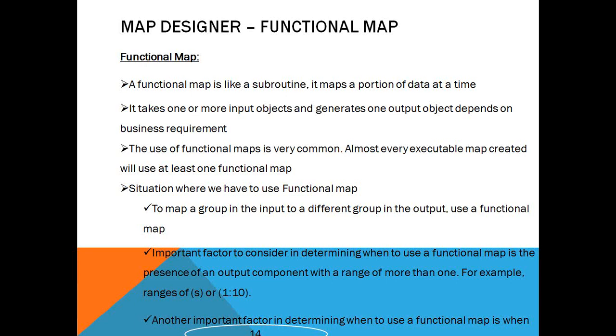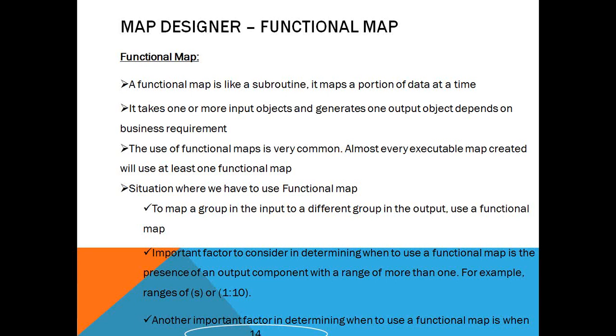We can pass n number of arguments, first argument, second argument, third argument. Using all the data inside, it will do the mapping for one output object. So we can pass n number of arguments for a functional map. The use of functional map is very common. Almost every executable map created will use at least one functional map. It's not that a map must always have one, but mostly whatever you develop will be having a functional map.